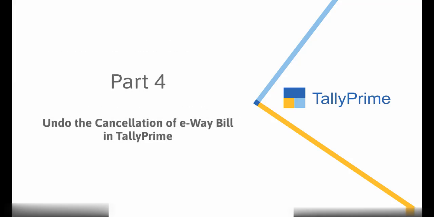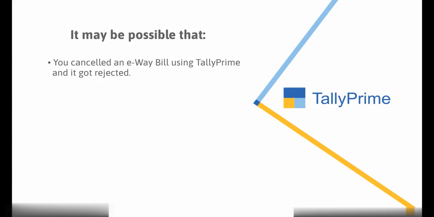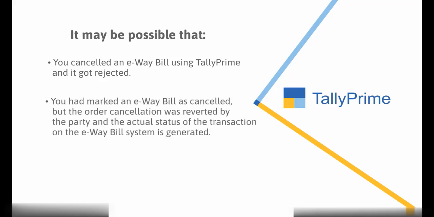Now, let's learn how to undo the cancellation of E-way bill in Tally Prime. It may be possible that you cancelled an E-way bill using Tally Prime and it got rejected. The transaction will be in rejected by E-way bill system. You may also have marked the E-way bill as cancelled, but the cancellation was reverted and the actual status of E-way bill on the E-way bill system is generated.